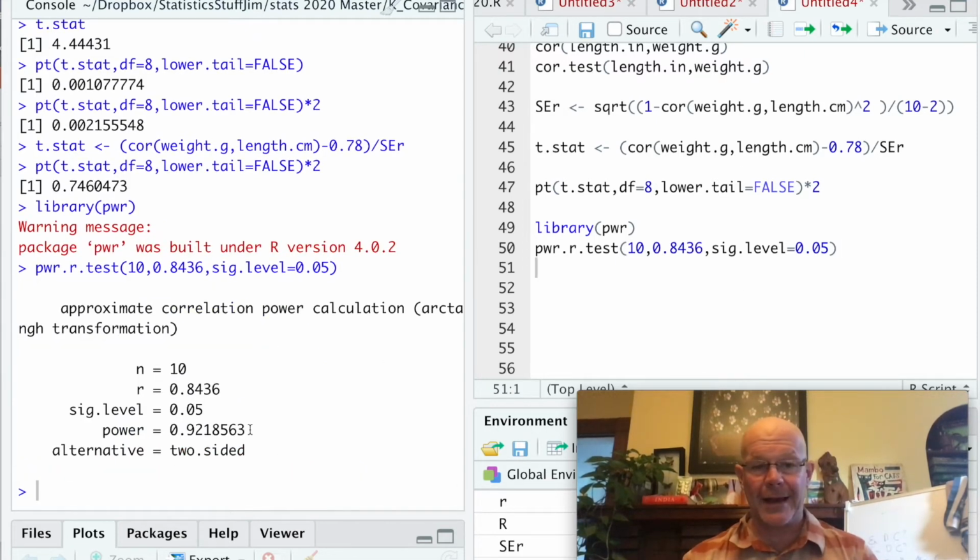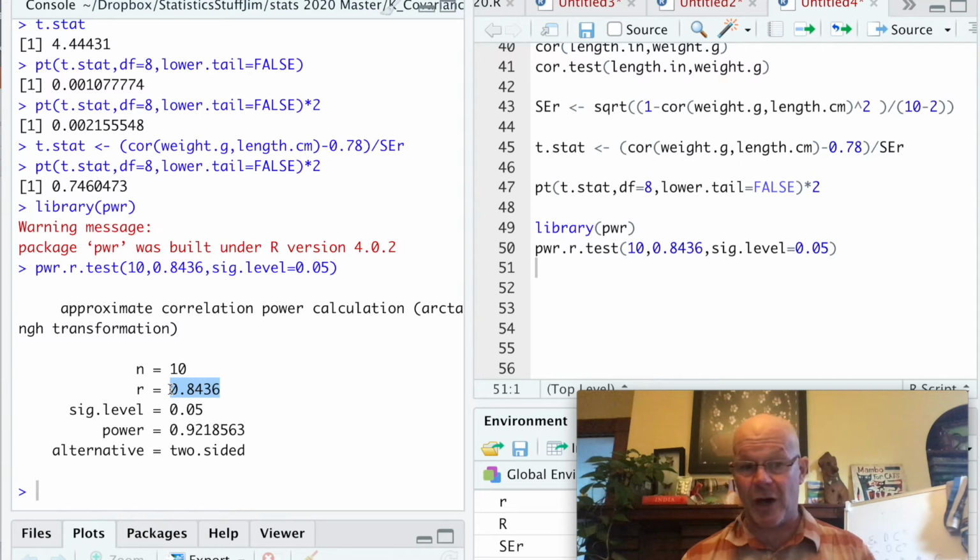And look at that. I got really, really good power. And of course I have really, really good power. I had a really, really big effect size. It was a pretty strong correlation. That's a high correlation, 0.84. It still means that I would expect to miss it about 8% of the time. Even though the underlying distribution in this population has this really strong correlation where length and weight covary with one another, I still expect to miss it by chance alone, about 8% of the time. But I got some pretty good power.